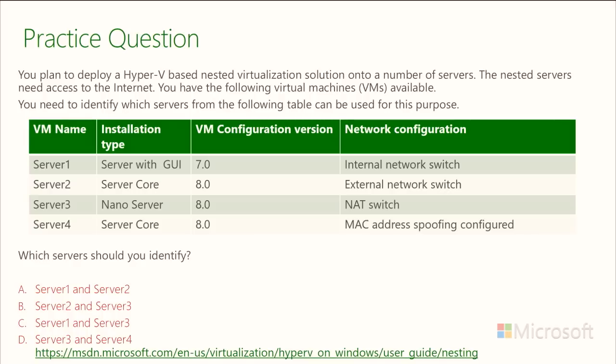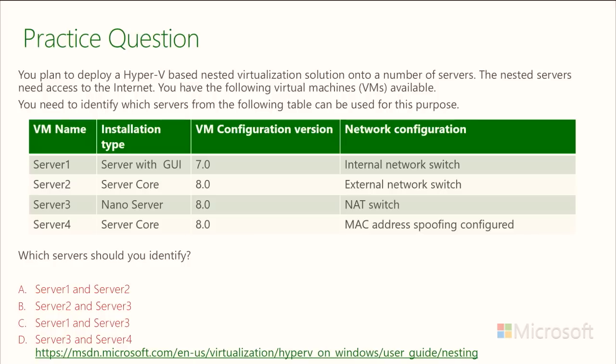So we have servers 1 through 4. Server 1 is Server with GUI, then Server Core, Nano, and also Server Core, with different VM versions. Which servers can you identify that can be used? The nested servers need to access the internet, so which ones are available to allow for that? The options are servers 1 and 2, which is VM configuration 7 and 8, but Server Core 2 and 3, 1 and 3, 3 and 4.